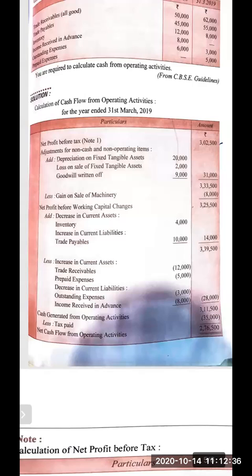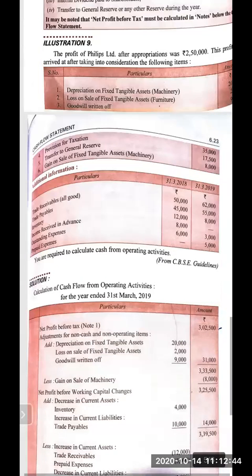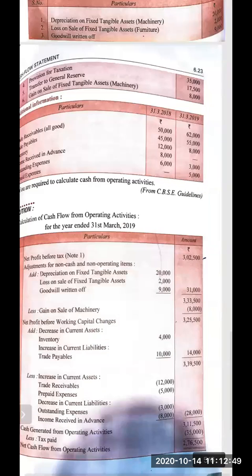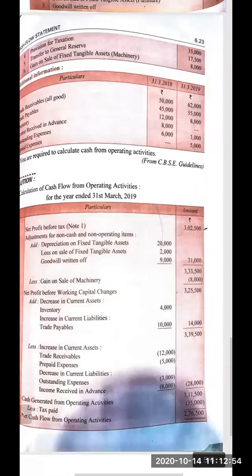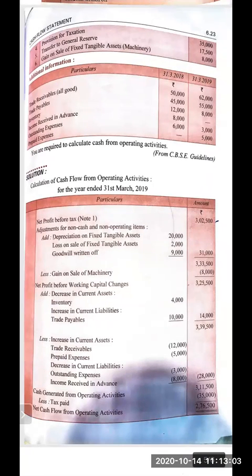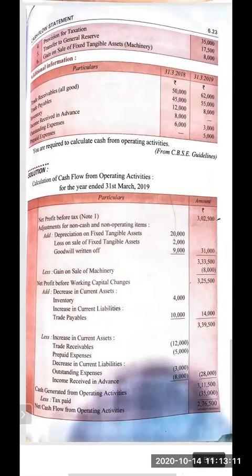You have the books with you, or you can see on the screen. Here the depreciation, the first item given to us, is added back. Loss on sale of tangible asset is also added back. Goodwill written off, provision for taxation and transfer to general reserve, all these items are to be added back. After adding these items, we have to deduct the gain on sale of machinery. Whatever the gain on sale of machinery, it is to be deducted. We will get the net profit before working capital changes.